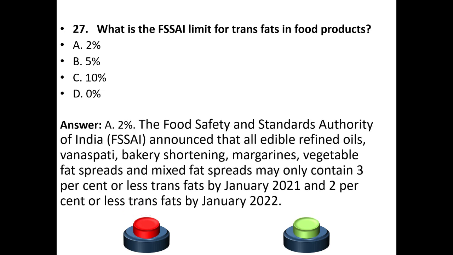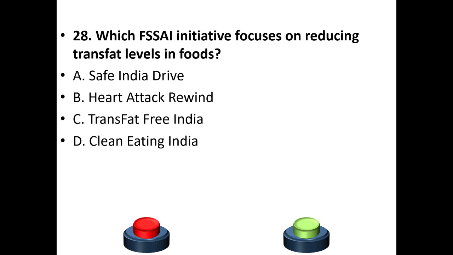2%. The Food Safety Standard Authority of India announced that all edible refined oils, vanaspati, bakery shortening, margarines, vegetable fat spreads, and mixed fat spreads may only contain 3% or less trans fats by January 2021 and 2% or less trans fats by January 2022.